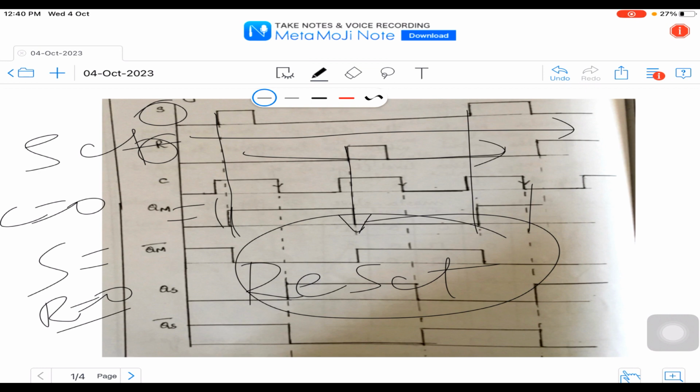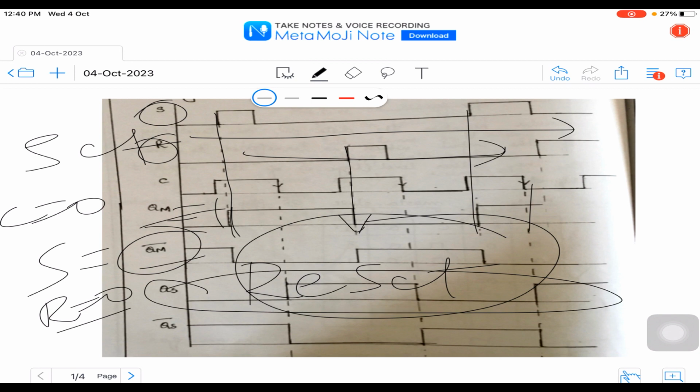So QM bar is obtained as, generally when you observe here QM and QM bar is always the complement of your QM. So QS is enabled here. This QS will be enabled only for the falling edges of the clock pulse, that is for logic 0. So that's why we considered here as falling edge clock pulse. So this is the overall concept of master slave JK flip flop.